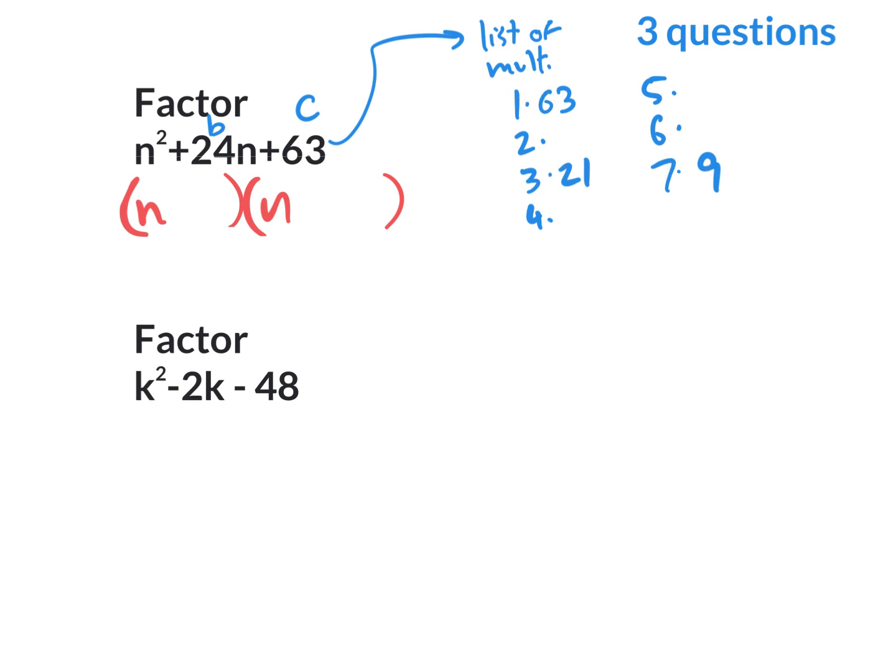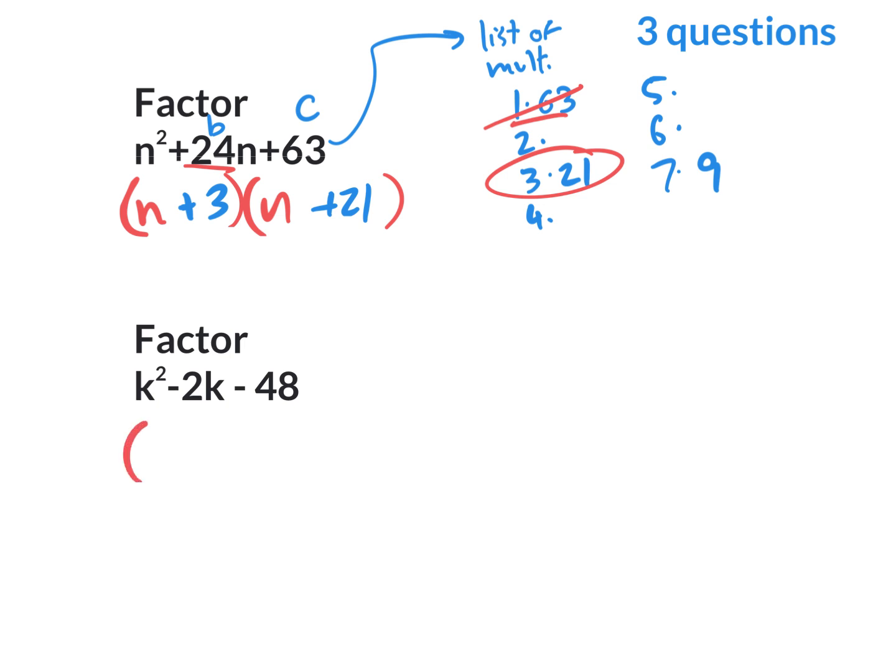Now, of these three possible combos, which combines together to give us the middle value B, which is 24? The 3 and the 21, right? If I add 1 and 63, that's 64. That middle value is not 64. That can't be it. But right here, when I add 3 and 21, that does give me the middle value 24. So this is the right pair of numbers. I don't have to change any signs. You just put that number right there, plus 3 and plus 21. And that is the factored form of that quadratic trinomial.